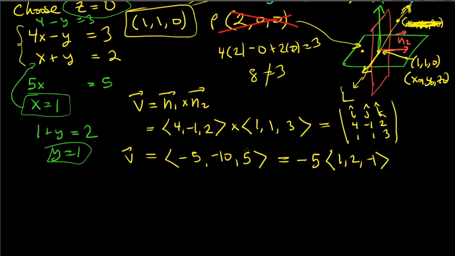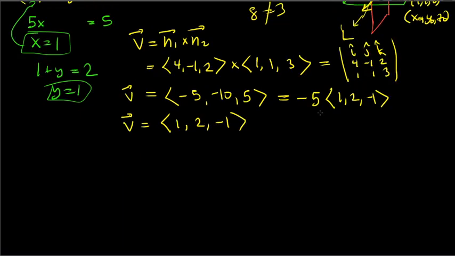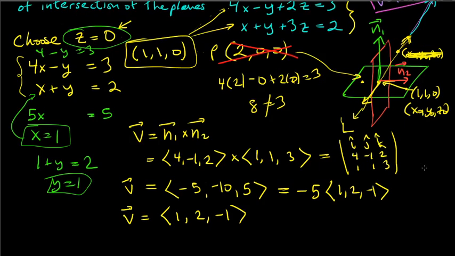So it doesn't matter. You can just scale it any way you want. So for my direction vector, I'm just going to pick 1, 2, -1. And now we can write down the equations. Our x0, y0, z0, once again, is 1, 1, 0.